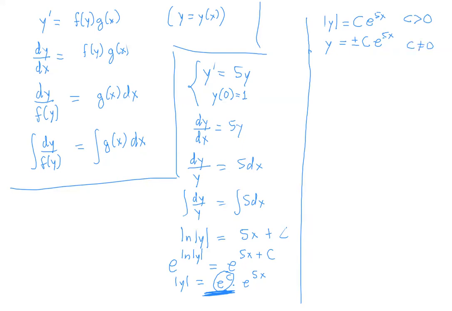And here comes the culmination of all this. This is not zero, so I can now say that y is equal to c e to the 5x, where, no, actually before I should have said c is greater than zero because I have the plus or minus. Now I get rid of the plus or minus, and I say that y is equal to c times e to the 5x with c different from zero.